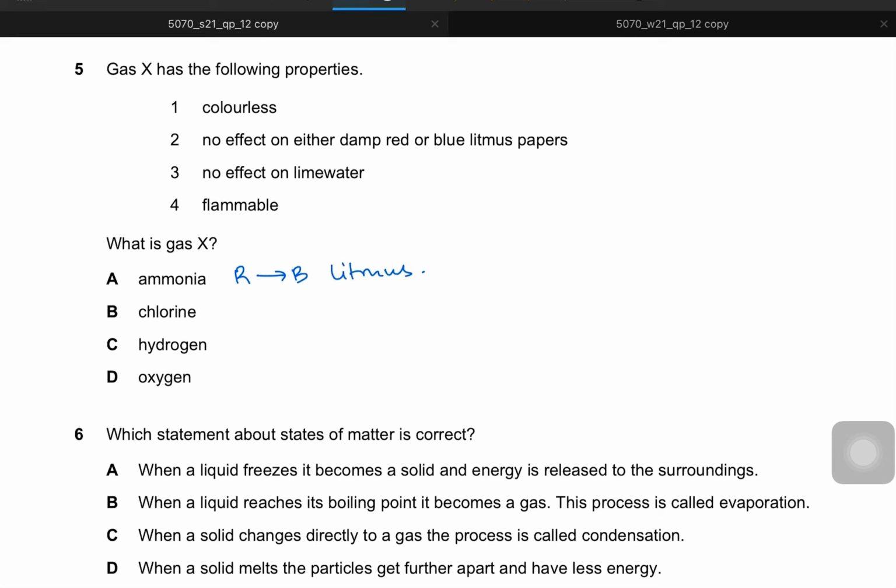Chlorine, they're saying it's colorless. Chlorine is pale green, so it can't be chlorine. Hydrogen is flammable. Hydrogen has no effect on litmus paper. Hydrogen is colorless. Oxygen has an issue with it, because when we talk about oxygen, we can't call oxygen flammable.